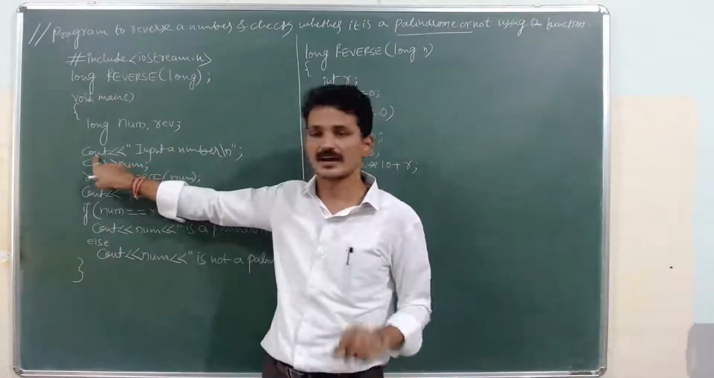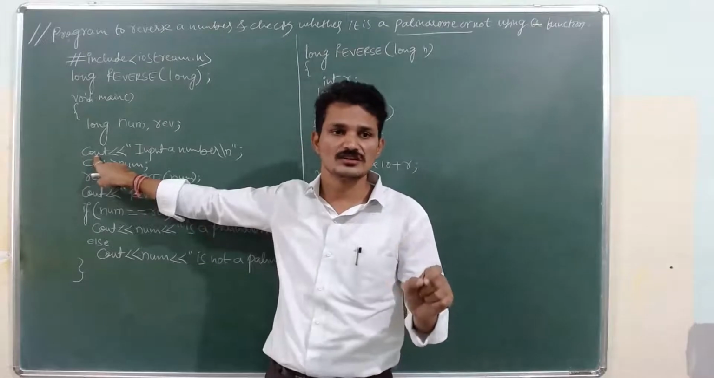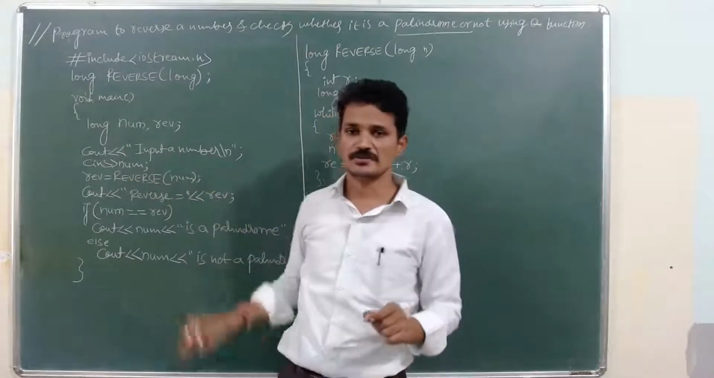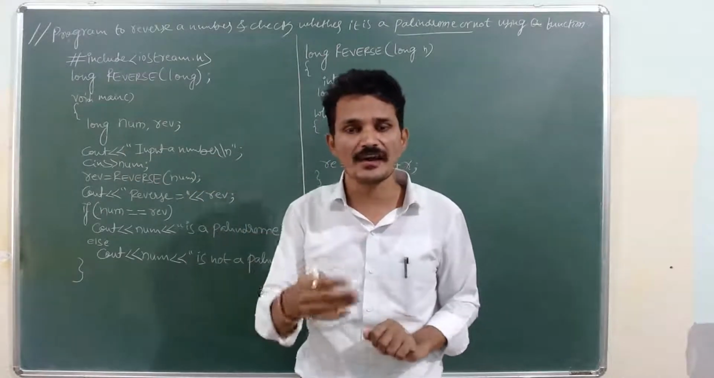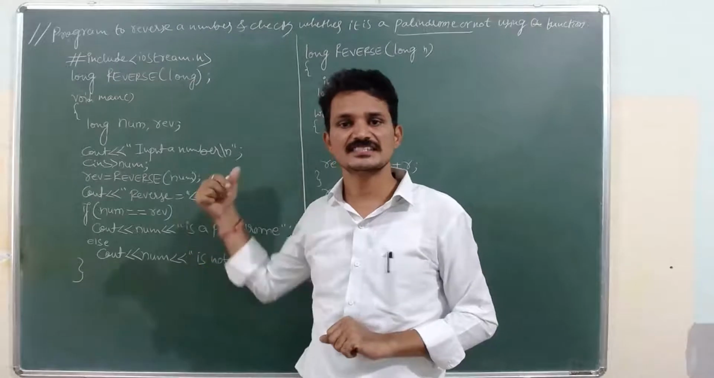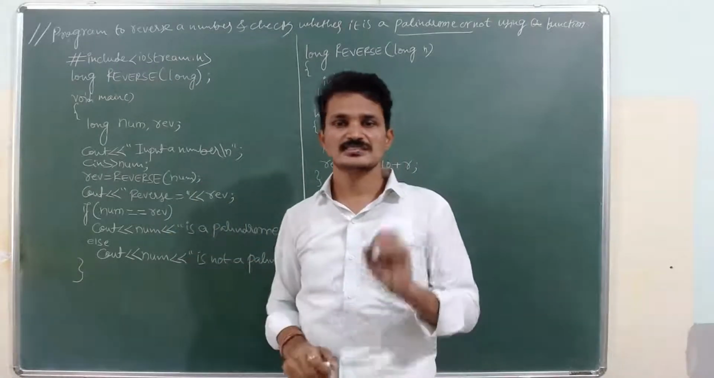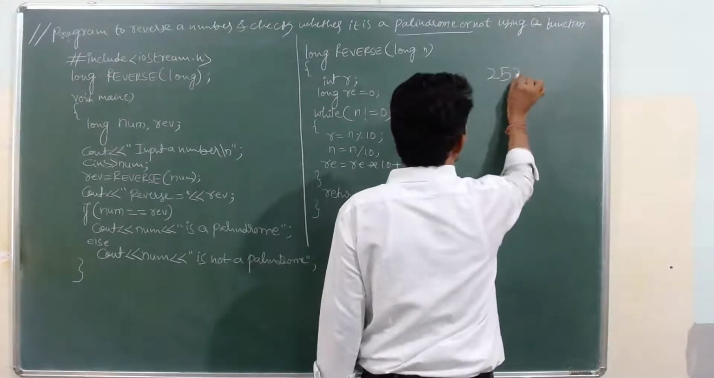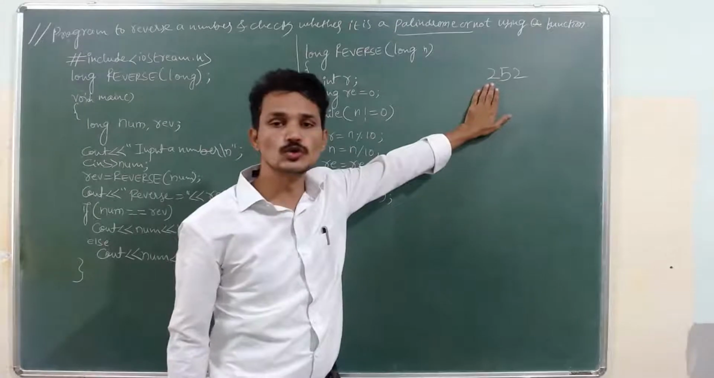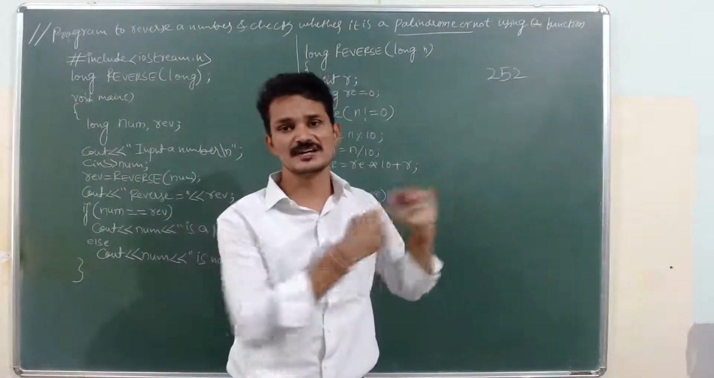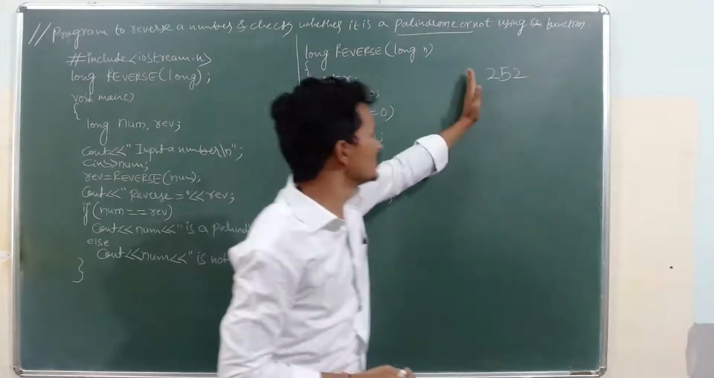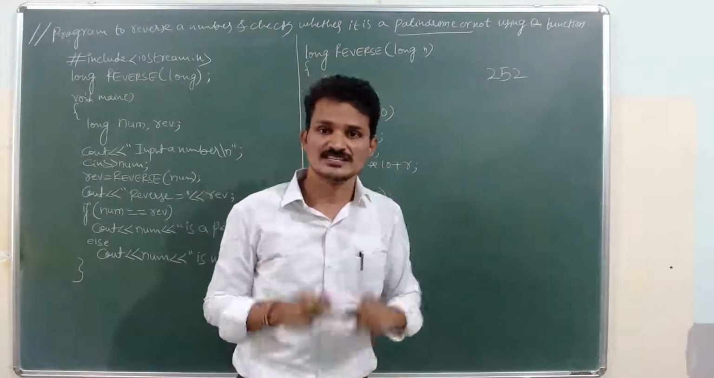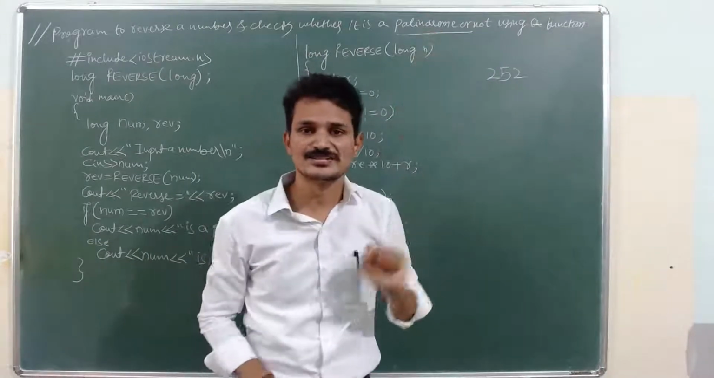Then comes straight away an output message. Cout stream insertion. Double quotation starts here. Input a number. This statement is asking me to provide a number. Say for example, I am going to take the number as 252. As we all know, this is a palindrome. If you read left to right and right to left, it gives the same, it does not change its value. Such numbers are called palindromes.